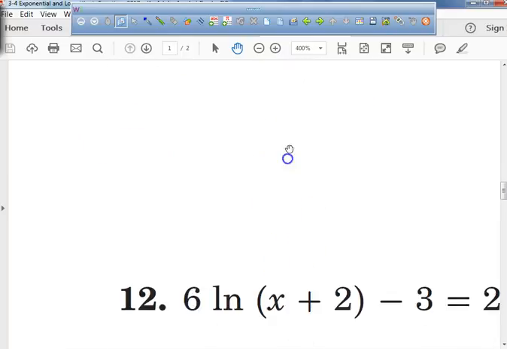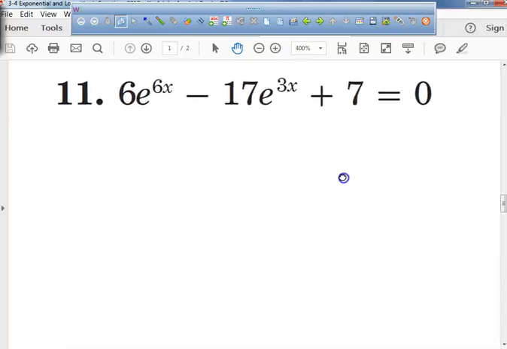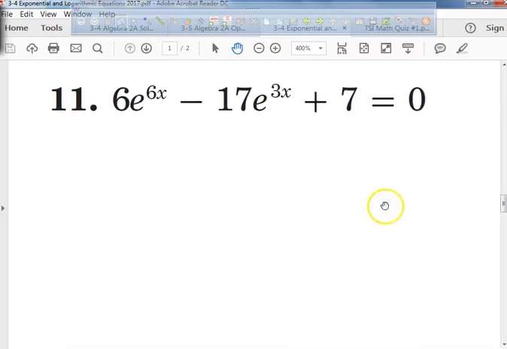Alright, we have one more problem to do today. That's problem number 11. You guys are going to start doing this on your own. Okay? Problem number 11. I want you guys to write this one down in your journal. This is the last one we're going to do today. And then the rest of it you're going to have to do on your own.